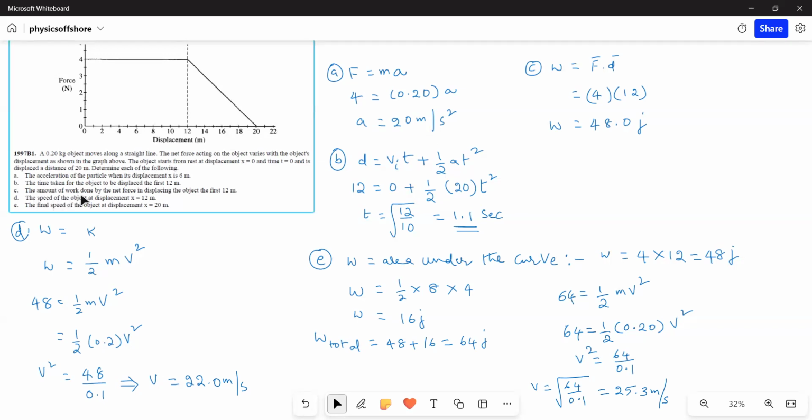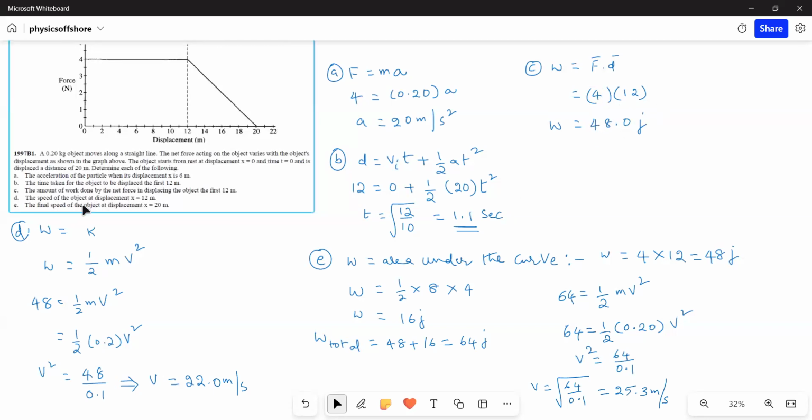Plugging in these values, we get t equals 1.1 seconds. Next, C. The amount of work done by the net force in displacing the object the first 12 meters. How much work is done by the force in displacing the object the first 12 meters? Work done is equal to force times displacement. We know the force is 4 newtons and displacement is 12. Work done is F times d, which is 48 joules.